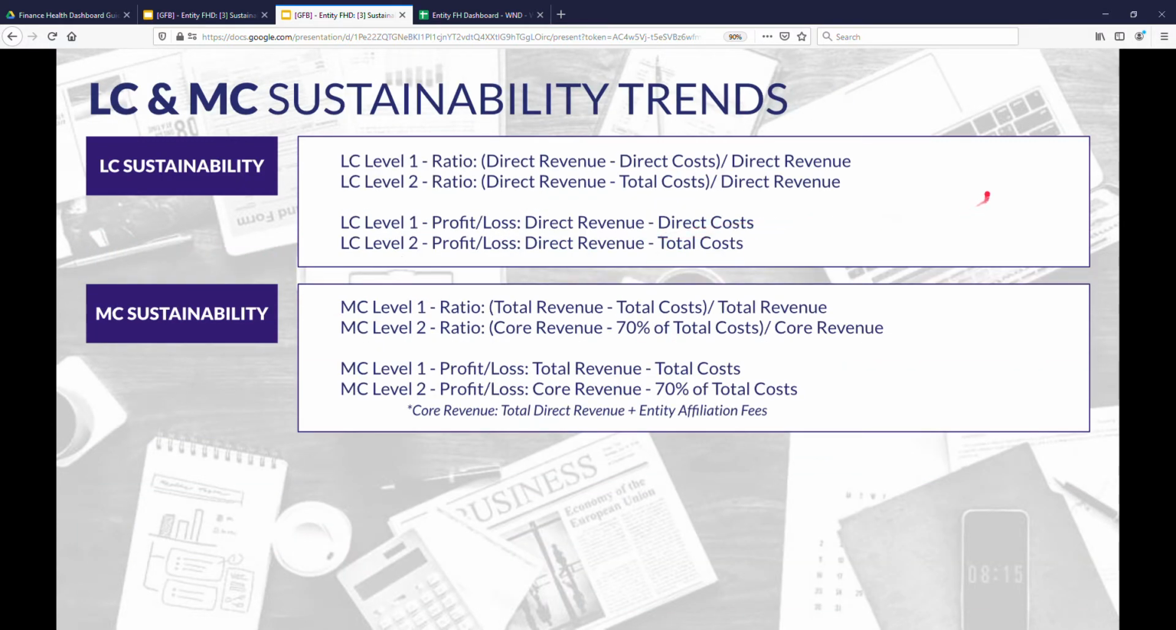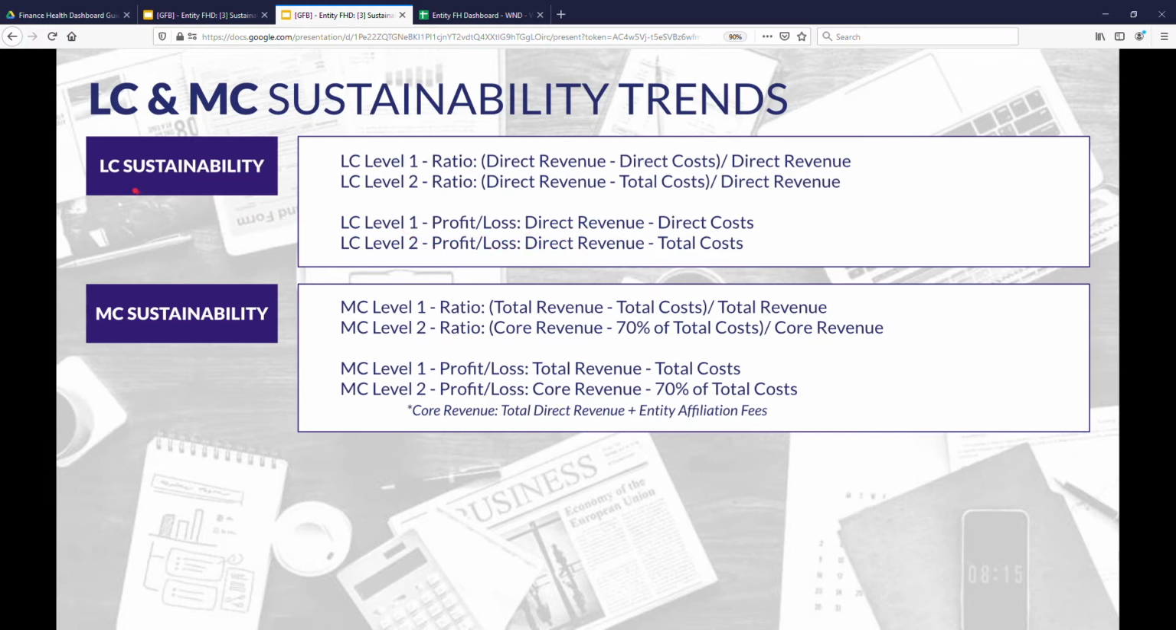Basically, this is the sustainability level trend. These are the basis on how the graphs are going to be built. There are two types, ratios and profit losses. Ratio is basically the percentages based on the scenario of level 1 and level 2. Profit loss is the absolute amount based on level 1 and level 2 scenarios.